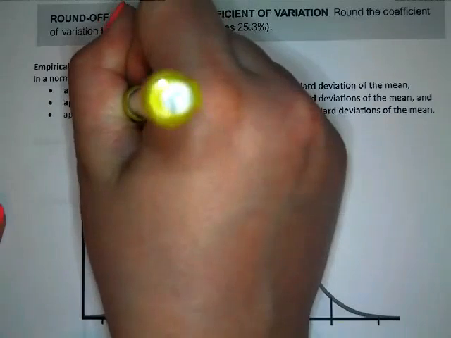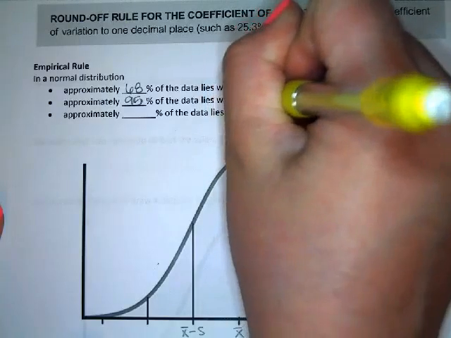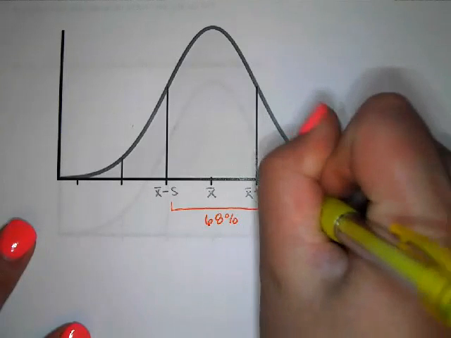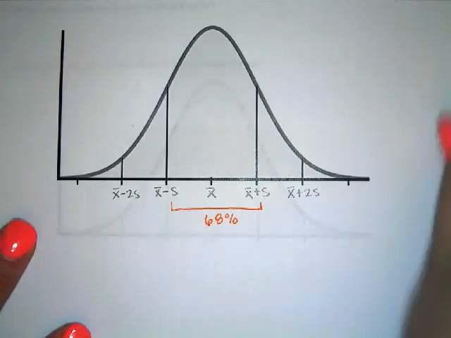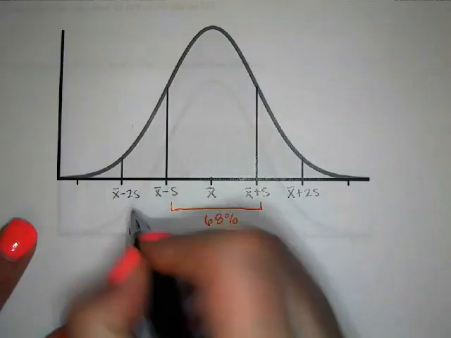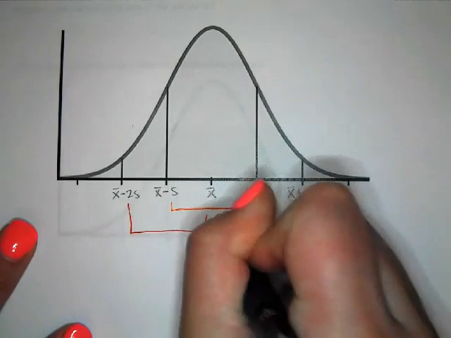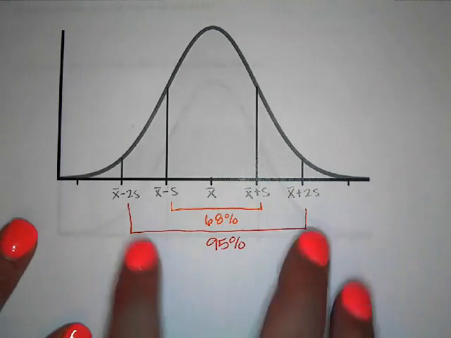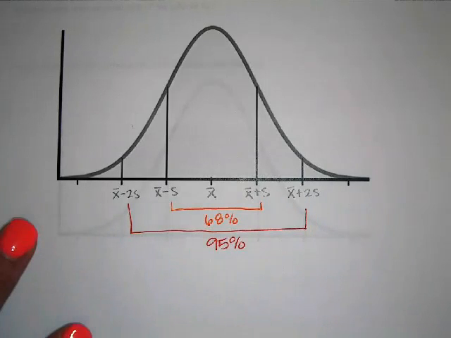Approximately 95% of the data lies within 2 standard deviations of the mean. So over here we've got 95% of the data. And so if you think about the range rule of thumb, this is the range of the usual values. Anything beyond this, anything beyond that would be considered an outlier.